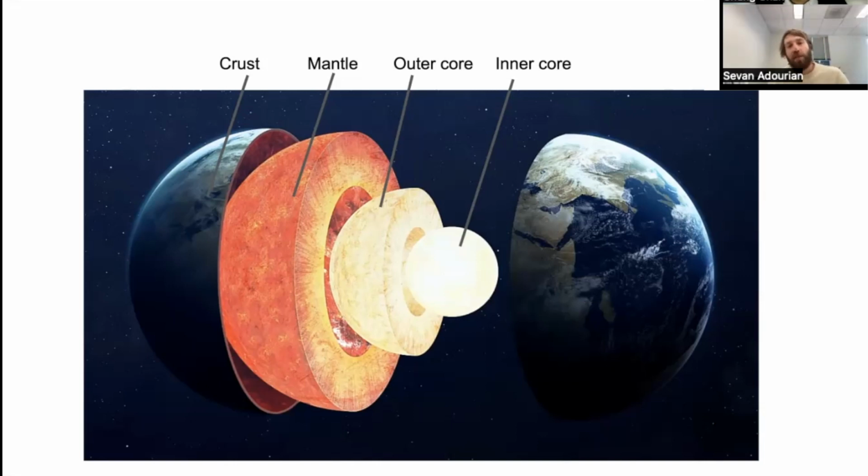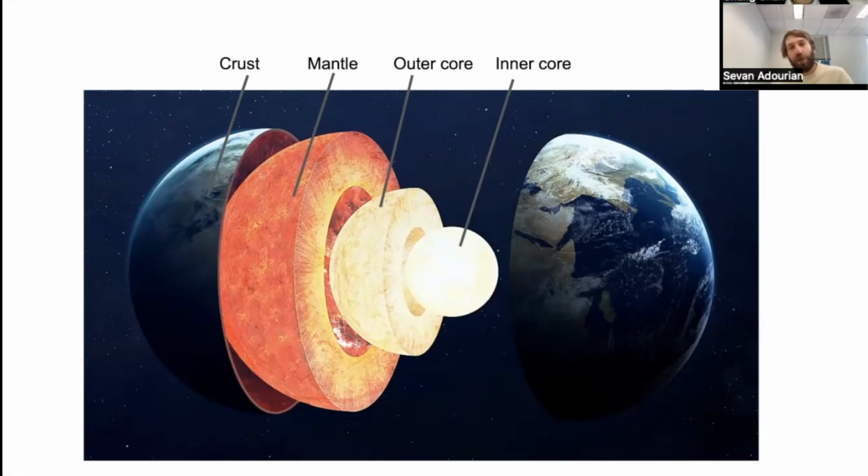So today's topic is going to be our planet, the Earth, but we won't focus necessarily on what's at the surface, because what I'm interested in typically is the structure of the Earth deep down, what's below our feet and what we cannot really see.